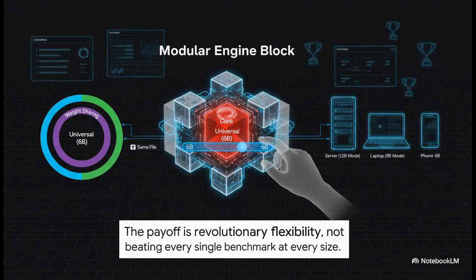So the main thing to walk away with is this. The number one reason to get excited about Nemotron-Elastic is its game-changing flexibility. The goal here isn't to top every single leaderboard at every parameter count. The goal is to fundamentally change and simplify the whole process of building and deploying AI that can live anywhere.